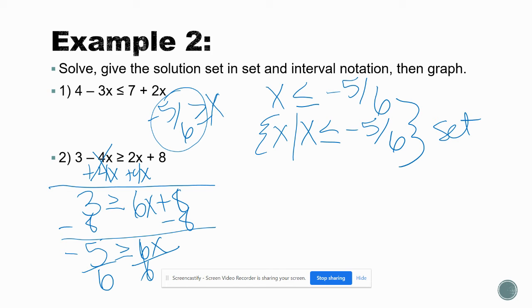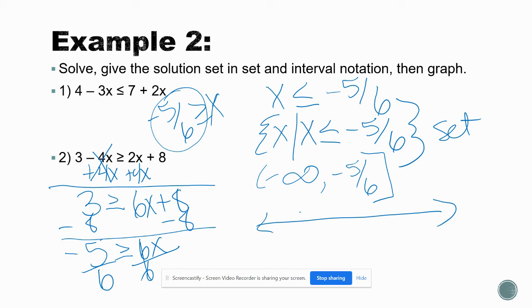Interval notation, less than negative 5/6 means we're going to negative infinity. Remember, infinities always get parentheses. We're stopping at negative 5/6, and this is equal to. So that's a bracket. Putting that on a number line, 0, -1, -2. Negative 5/6 is going to be over here close to -1, and we're shading to the left for negative infinity.